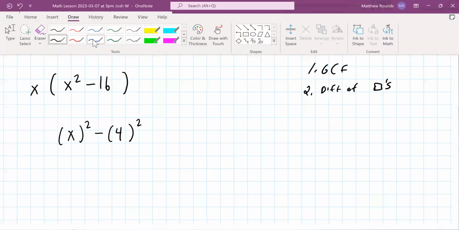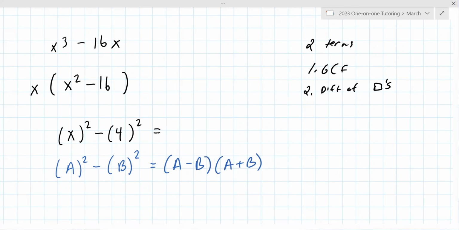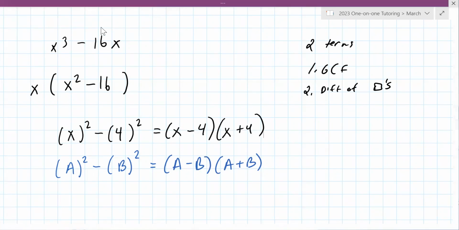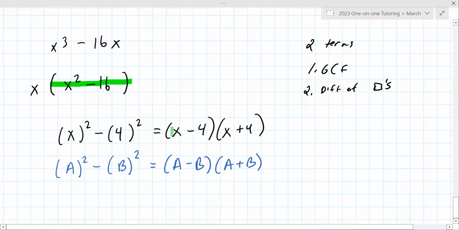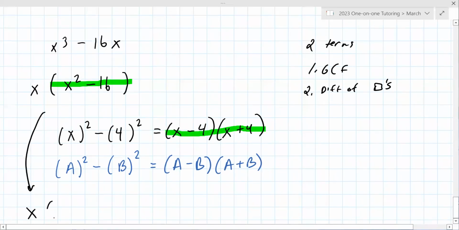Yes. Now, I wrote the formula before. It's always good to write it each time you're going to use it. So A is whatever's inside parentheses here, B is whatever's inside parentheses here, and you write A minus B, A plus B. So tell me what I would write here off to the side. You would write x minus 4 and then x plus 4. Good. Just keep in mind that is only the part inside parentheses. Your final answer combines these, so it's x times x minus 4, x plus 4.